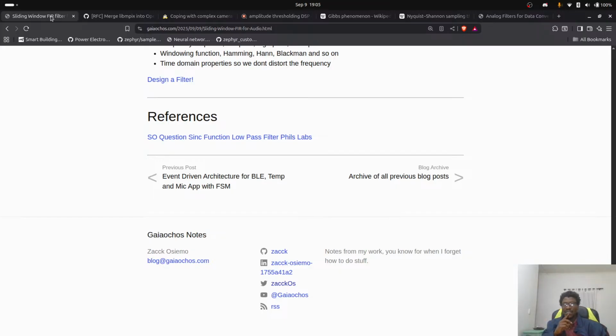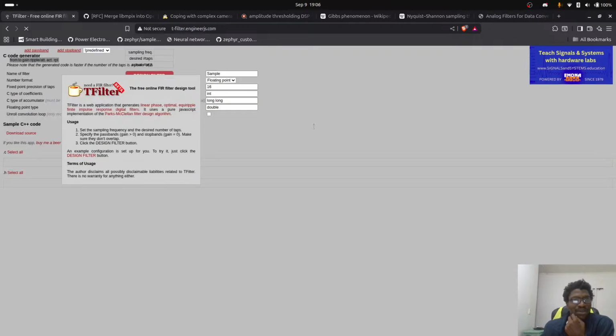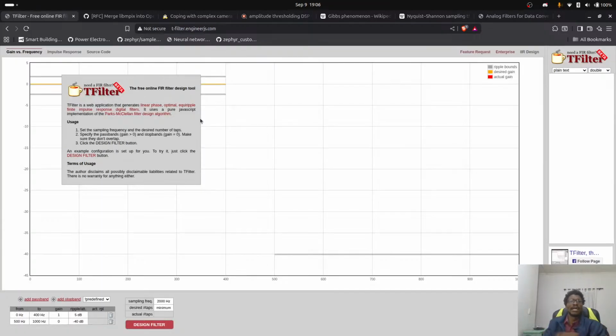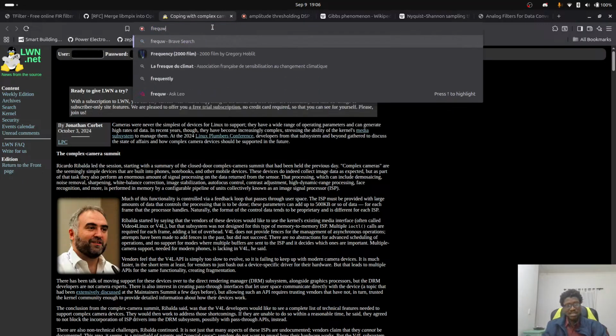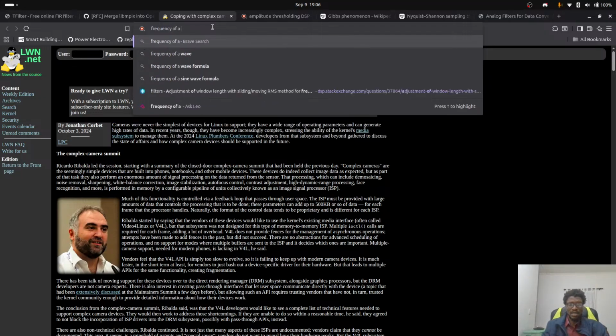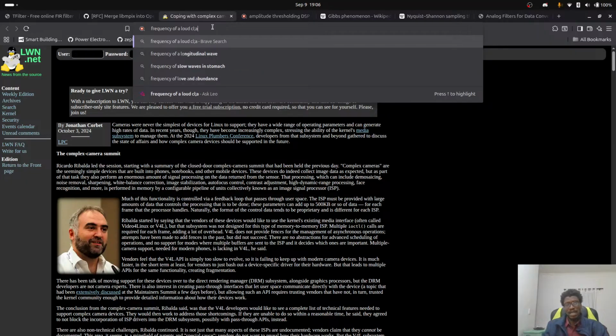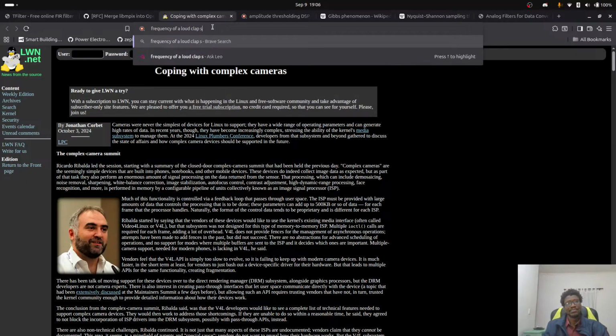Given that, let's actually design some sort of filter. And the way we're going to do it is we're going to design a filter using a tool I found. Well, it's been out there for a long time. It's called T-filter. And we can use this to design some sort of filter. So let's ask Google some questions, and then we can do some filters. Frequency of loud clap sound.